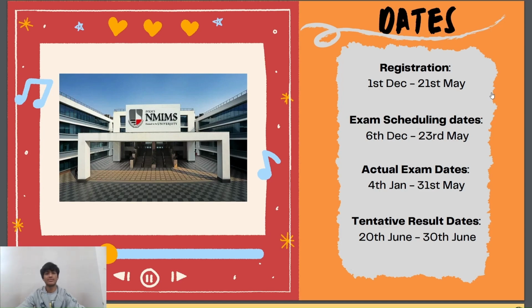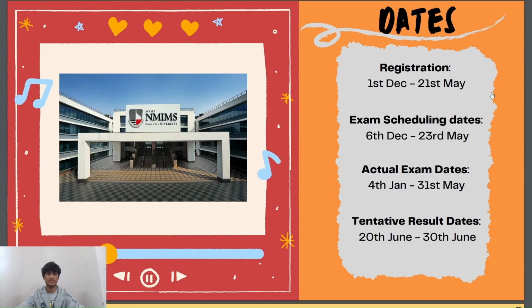Secondly, we have the exam scheduling dates. So the portal for this opened on the 6th of December 2022 and will close on 23rd May 2023. Students who have already filled their application form could now start selecting their exam dates, the venue and time that they are comfortable with.